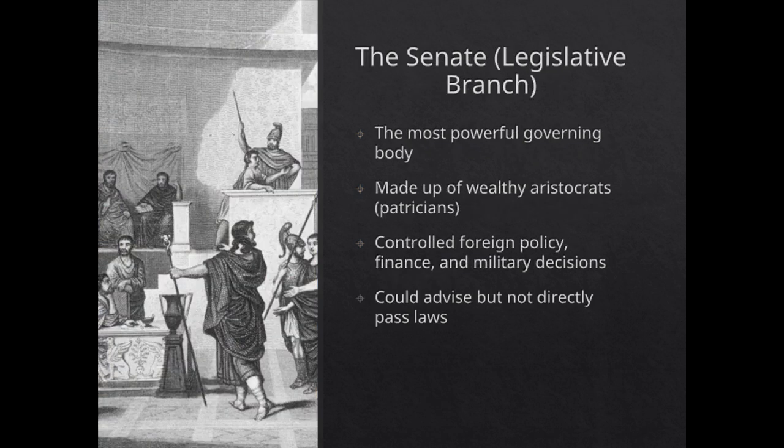The Senate was the most powerful governing body in Rome. It was made up of aristocrats, known as patricians, who served for life. The Senate controlled foreign policy, finances, and military decisions. Although it could not pass laws directly, it advised consuls and had immense influence. In Julius Caesar, many senators, including Cassius and Brutus, saw themselves as protectors of the Republic.